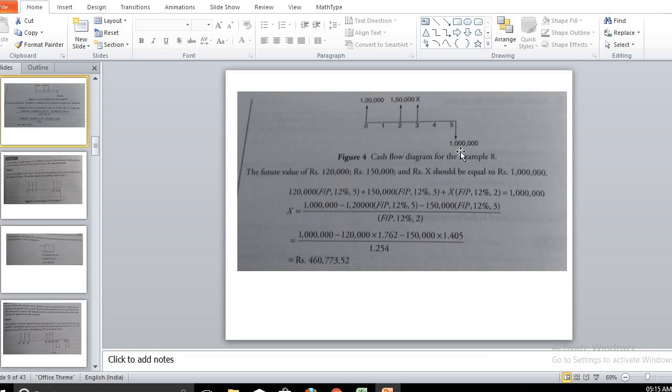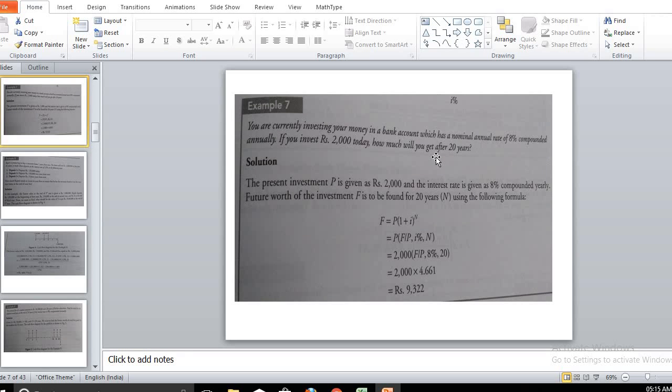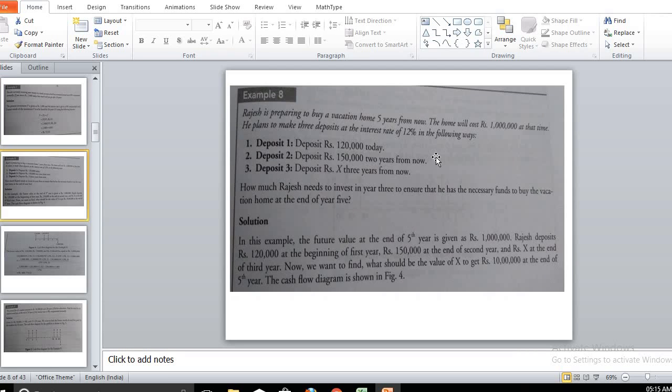So this example is based on uniform investment. This example is based on investment at particular times, at different times. This example is based on investment made only once. Investment is done only once, and after some future period, he will get some future amount. It is called a future worth analysis.